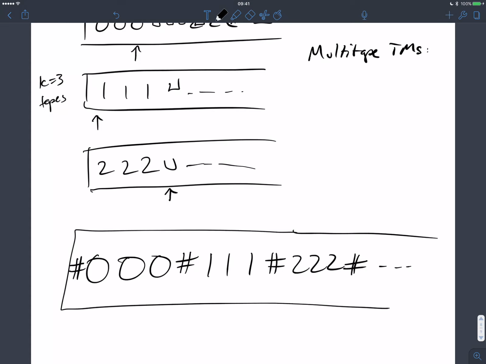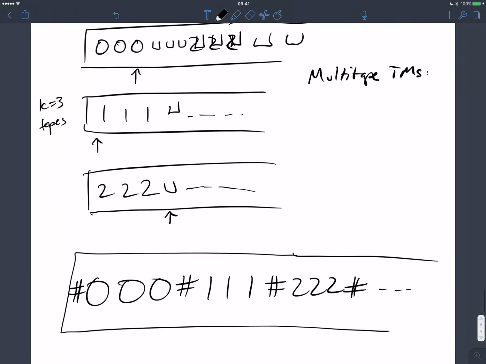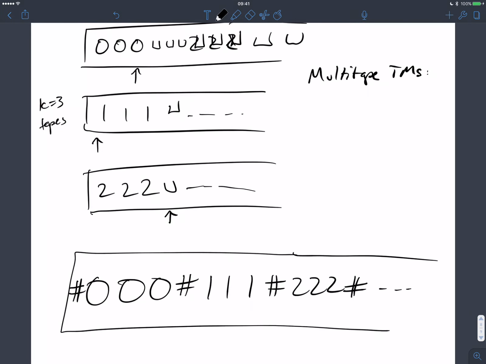So that gets us part of the way there. It tells us what was on each of the tapes previously. But in this single tape machine, I only have exactly 1 tape head. But in the original, I had 3 tape heads. So what could I do?